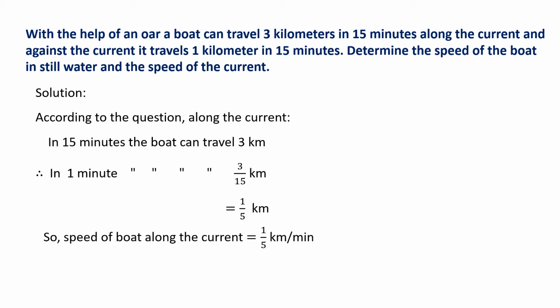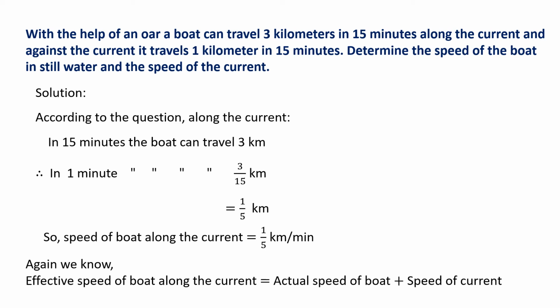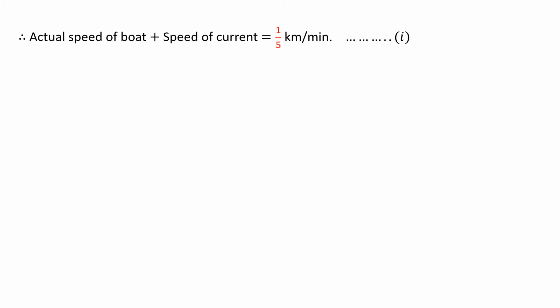Okay, now let us go against the current. Against the current it travels 1 kilometer in 15 minutes, so we need to find the distance in 1 minute. First, the effective speed of the boat along the current equals the actual speed of the boat plus the speed of the current. The speed of the boat along the current is derived as 1/5, while the actual speed of the boat and the speed of the current are not given. Let us substitute the values: actual speed of boat plus speed of current equals 1/5 kilometer per minute. So this is equation 1.